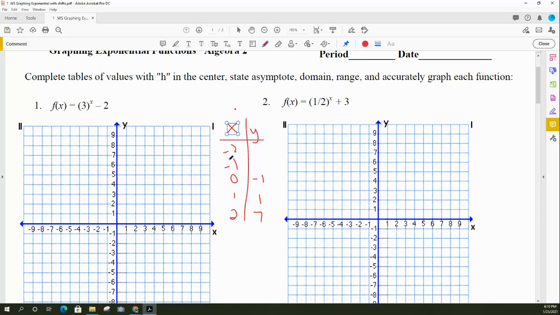And then here we've got to go ahead and plug these in. You get negative 1 to the negative first, so you're going to get 1/3 minus 2. So you can get -1 2/3. Plug in -2, you're going to get 1/9, and 1/9 minus 2 is -1 8/9.